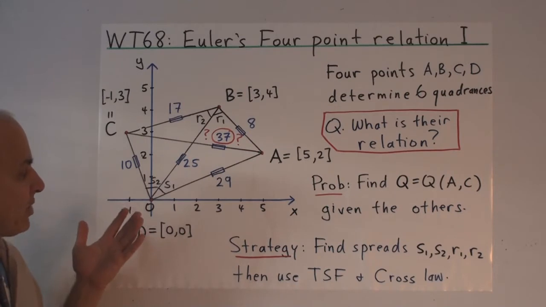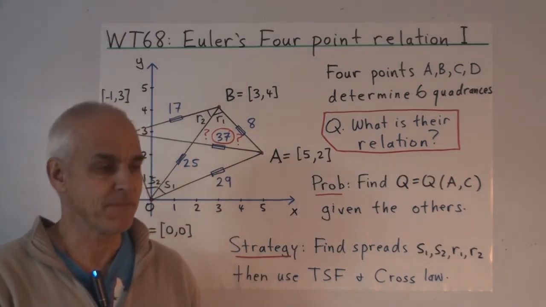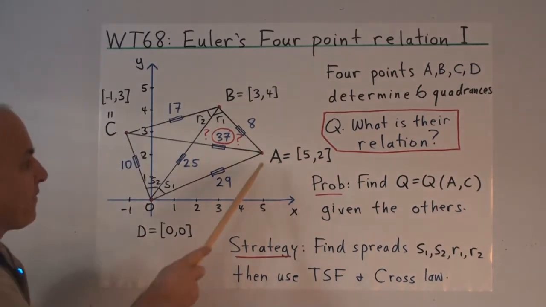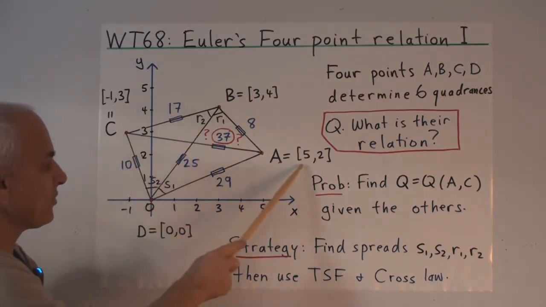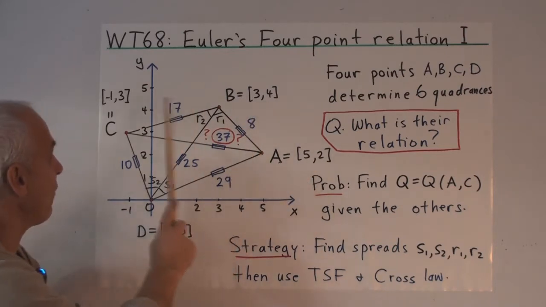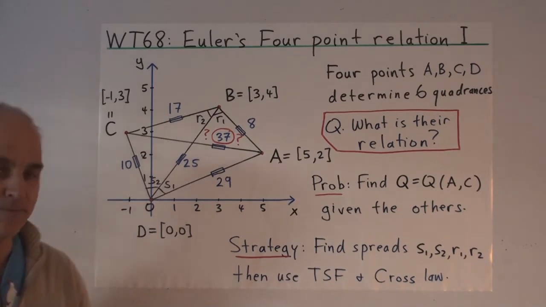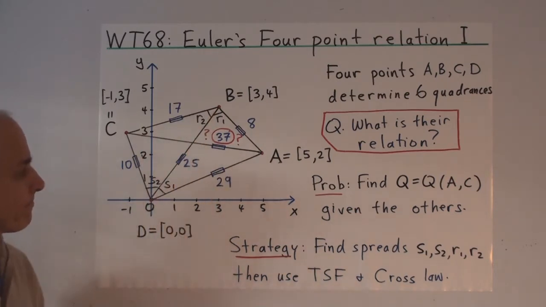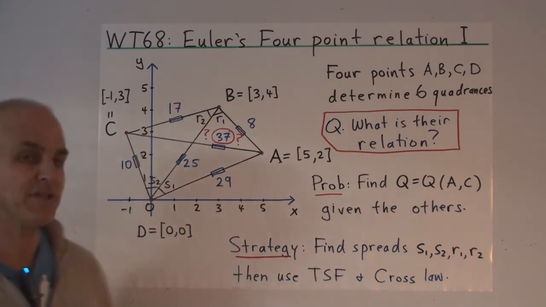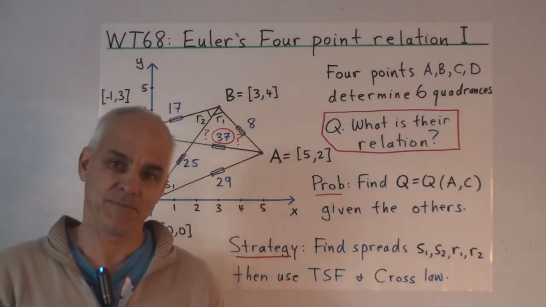And today I want to introduce a preliminary aspect of that. We've got 4 particular points, A, B, C, D. This one's (5, 2), this one's (3, 4), this one's (-1, 3), and this one's the origin (0, 0). And these 4 points determine 6 quadrances, which are shown here. And we'll suppose that we know 5 of these 6, and we want to find the 6th one.